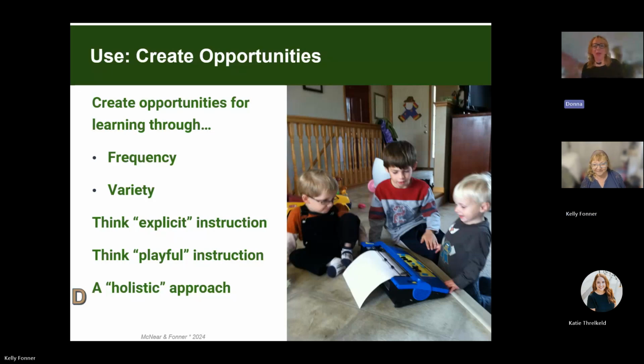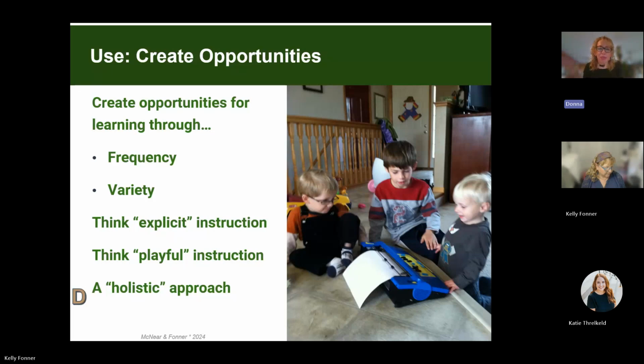Okay, thanks, Kelly. So the other thing about use is just think about creating opportunities. You create opportunities for learning through frequency and variety. The more opportunities you create, the greater the chance for automaticity, for that learning using any tactile supports you're using.